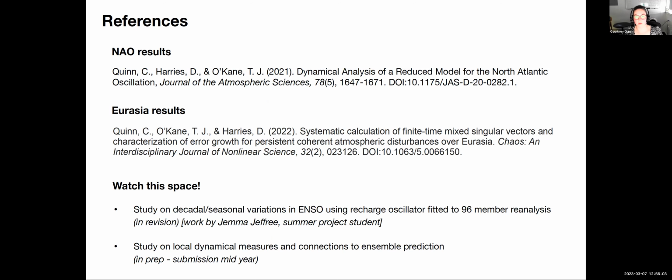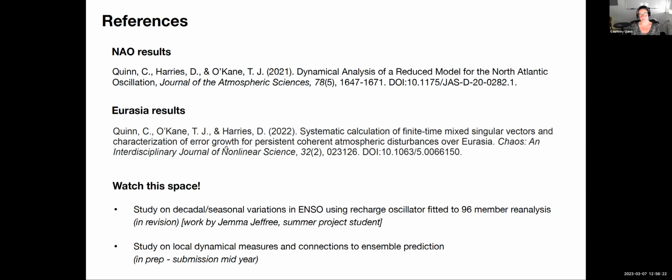I'll just throw up the references for those 2 papers. All the NA results are in the first one, and then we've got our results on the singular vectors and medium range weather forecasting in the second publication.